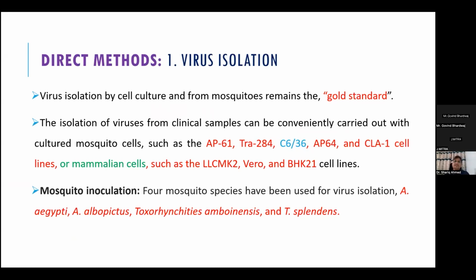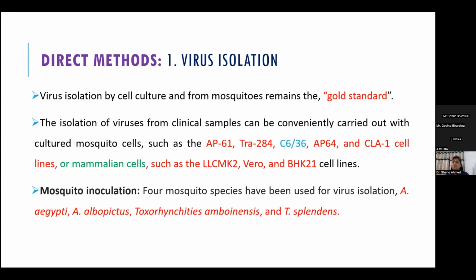The virus can be isolated either in mosquito cell lines or in mammalian cell lines. Mosquito cell lines are like AP61, TRA284, and the most commonly used C6/36. Whereas mammalian cell lines are LLC-MK2, Vero, and BHK21. LLC-MK2 cell lines are the most commonly used cell lines for virus isolation.